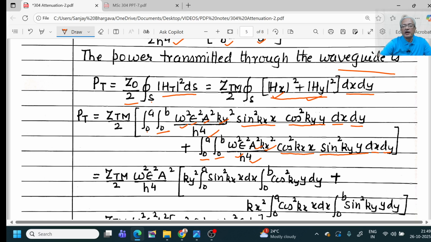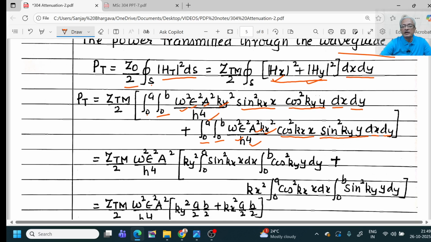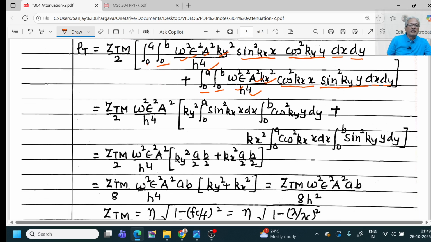Now just simplify. Break them first into individual integrations. So ZTM by 2, we can take omega square common, epsilon square common, a square common, h power 4 common.